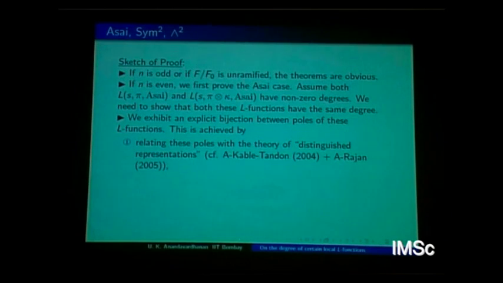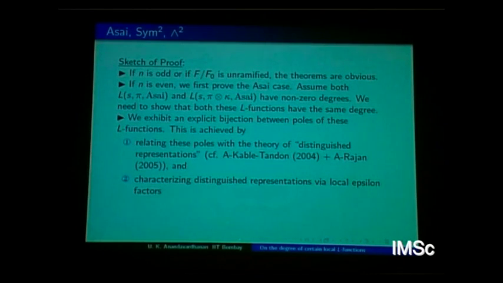One is with Anthony Cable and Rajat Tandon, which I quoted earlier, and one also needs, in order to go to the Galois side, some more information about these Asai L-functions, and that was work with C.S. Rajan. So one has to use both in order to convert the problem to these distinguished representations.